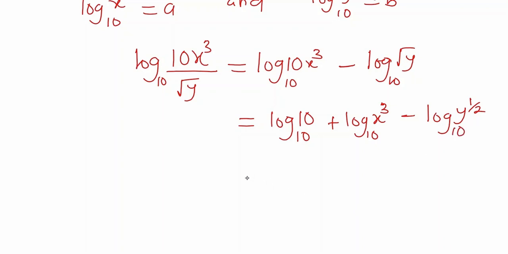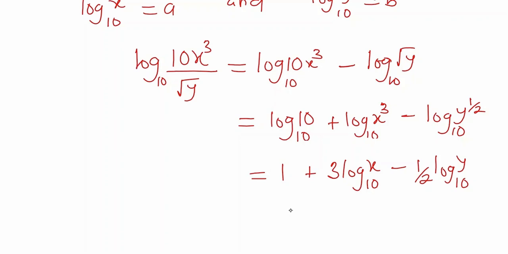Now we know that the logarithm of a number to the same base is 1. That is log 10 base 10 gives us 1. So we have 1 here plus, now logarithm of x cubed base 10 can be written as 3 log x base 10. That is from the power law. And then the same thing applies to log y exponent half base 10. So that is half log y base 10.